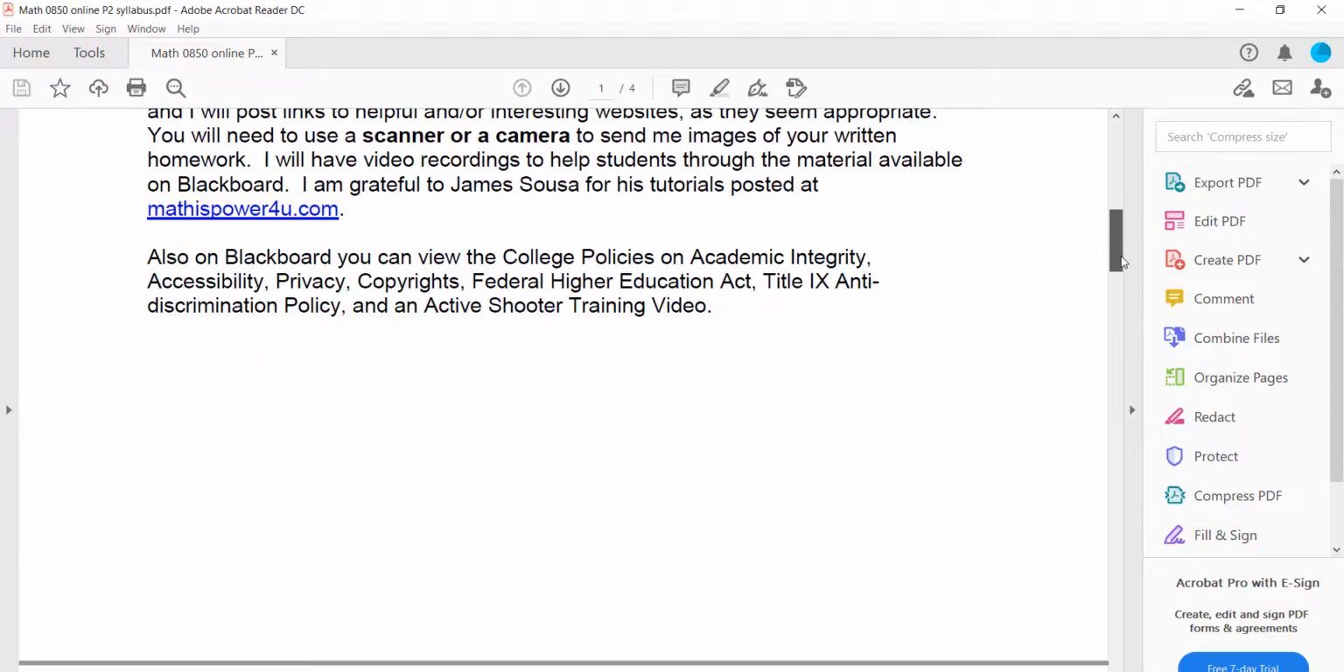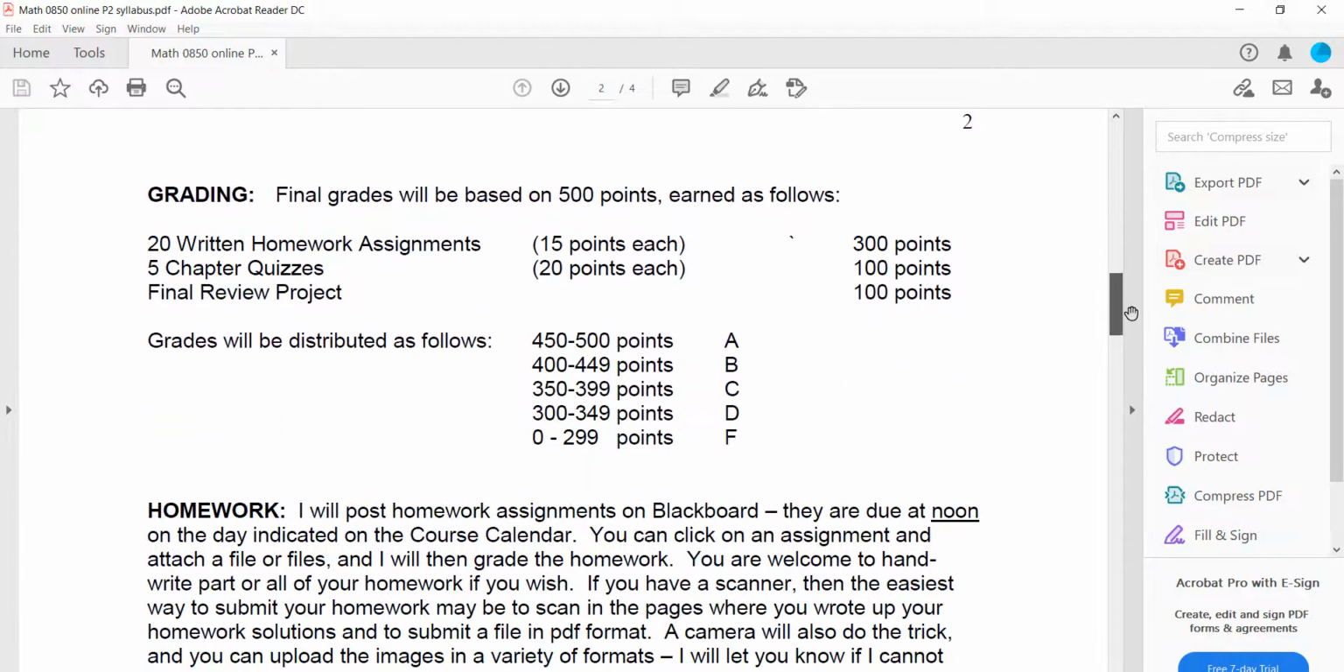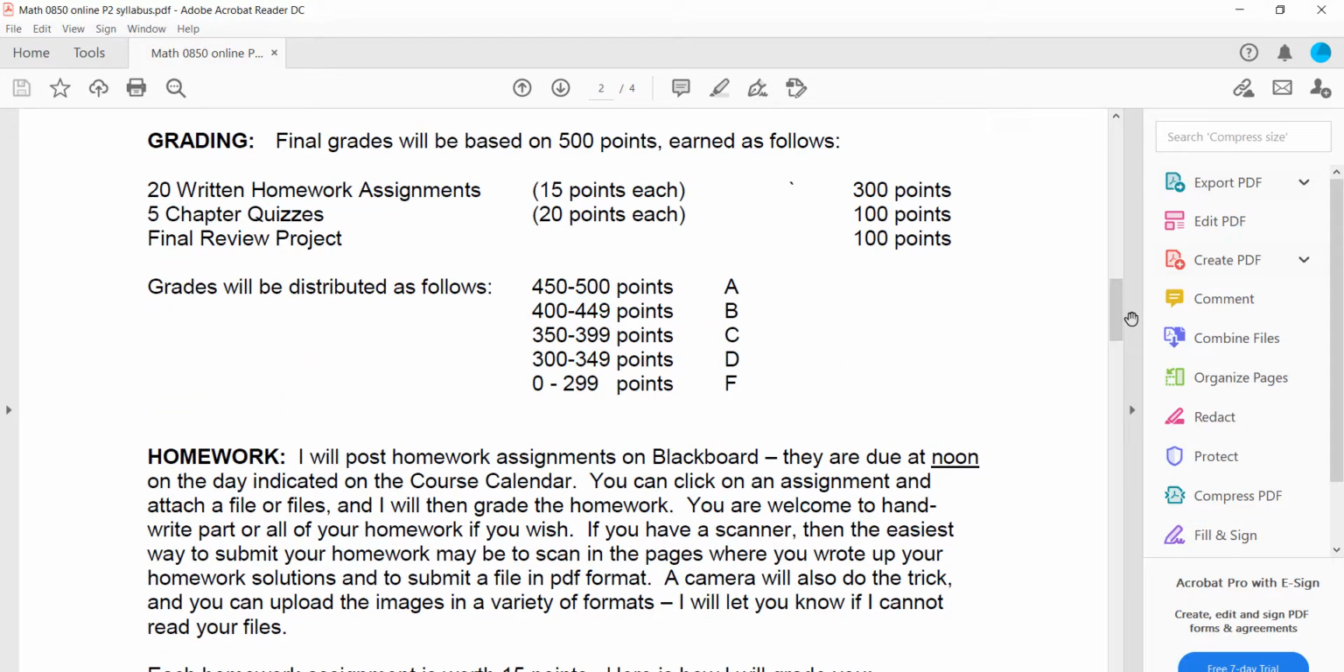If I scroll down, you'll see the grading system here. The grading scale, you'll notice that, well, we're based on 500 points, and most of the grade here is based off of 20 written homework assignments that you're going to be doing over the next 8 weeks. So that translates into 3 assignments a week. We will also have 5 chapter quizzes because we're going to cover 5 chapters. This course moves very quickly.